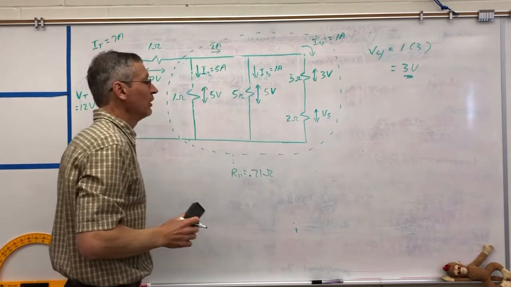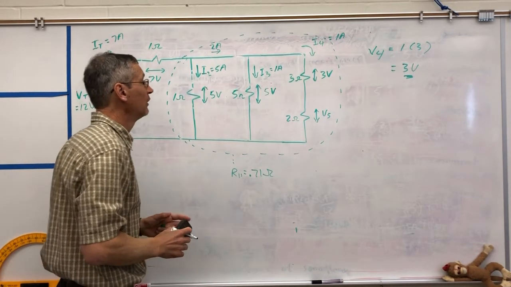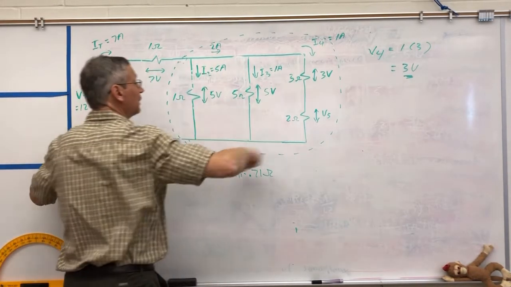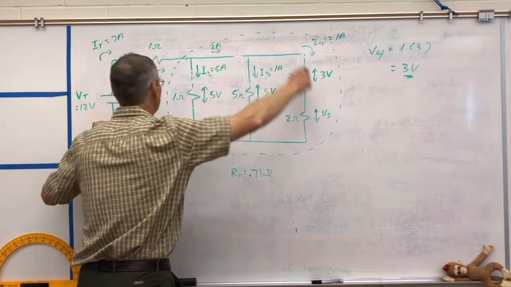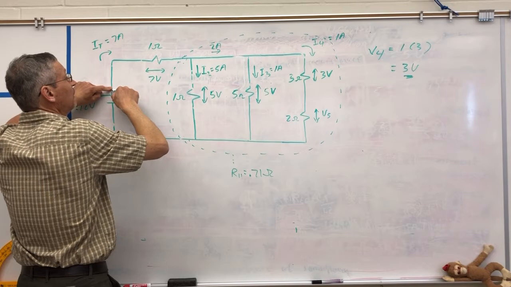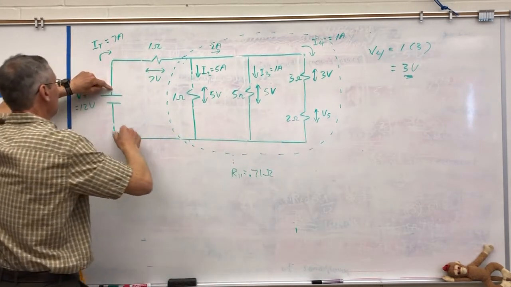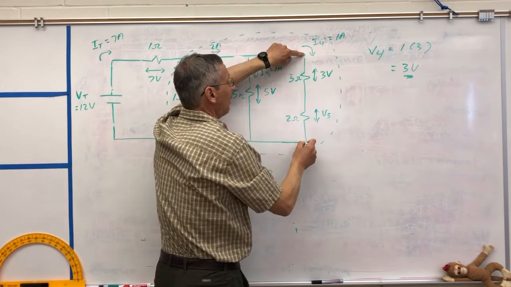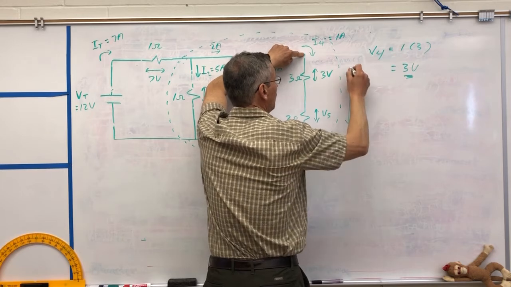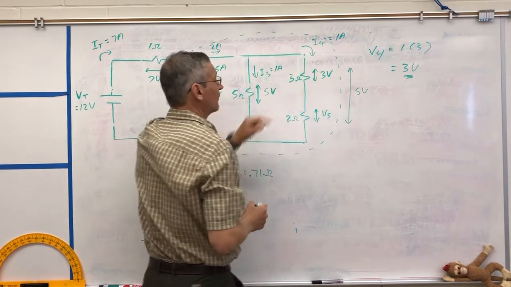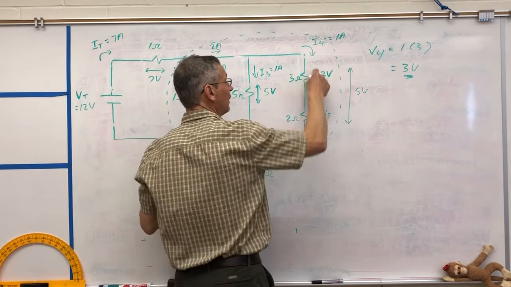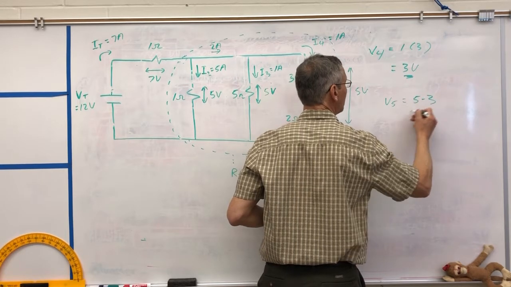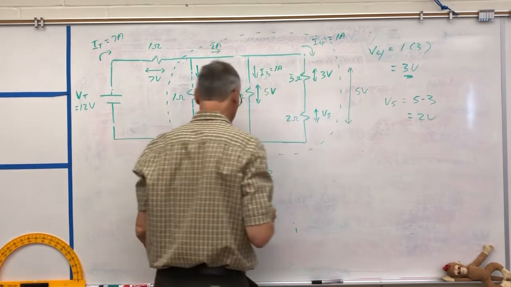Okay. What's V5 going to be? Well, you can do V5 a couple ways. Here's one way to do it. You could say, on this circuit here, if I'm an electron going around this circuit, I'm gaining 12 volts. That means I got to lose 12 volts. So I gain 12 here, I lose 7 here. That means between here and here, I got to lose 5 in total. So this is going to be 5 take away 3. V5 is going to be 5 take away 3, which is equal to 2 volts.